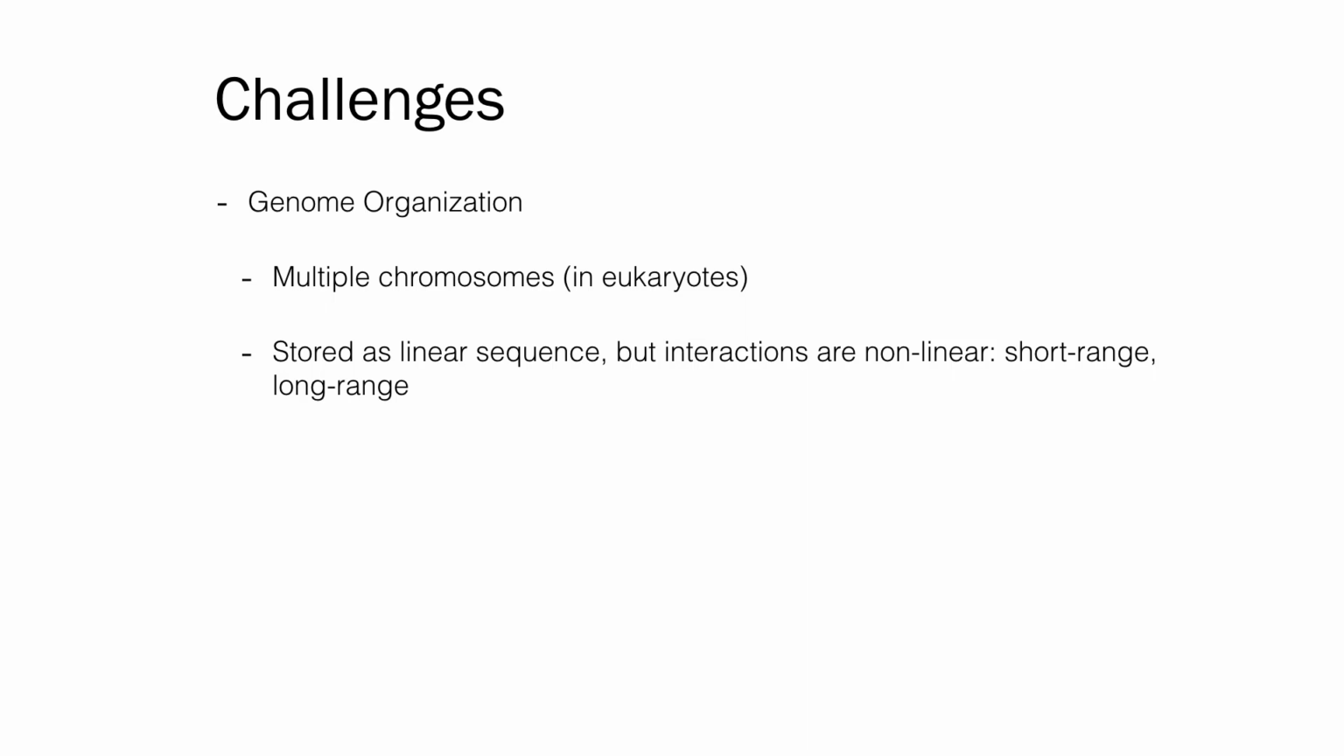We're generally dealing with multiple chromosomes in eukaryotes, so we're not even dealing with one sequence, we're dealing with many sequences. In fact, they don't have any particular order, right? I mean, we just order them 1, 2, 3, 4 based on the size. That goes back to many years ago when people just thought to sort the chromosomes by their size. The information is stored as a linear sequence, but of course interactions are non-linear.